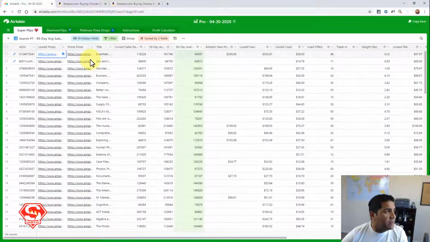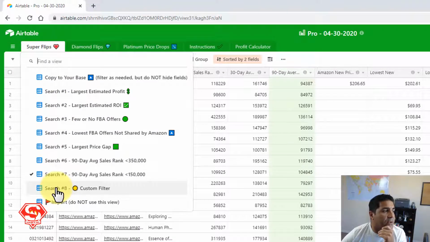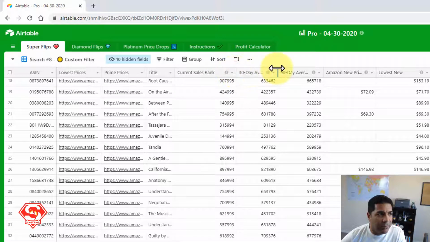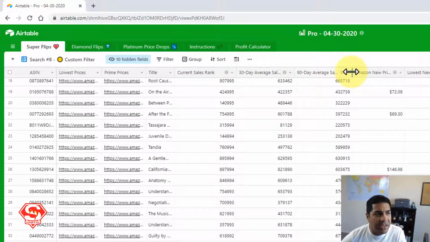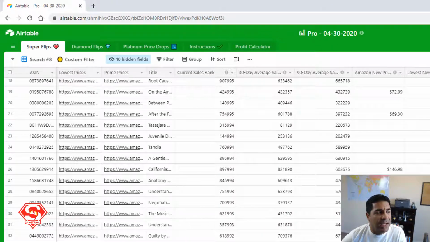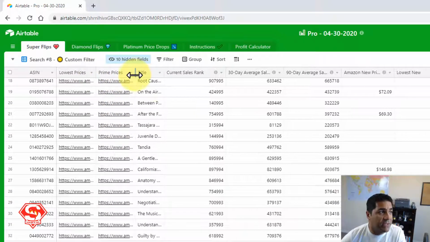Okay, let's go to a couple others. All right, let's go to the custom filter. I'm going to show you how to do sorting and filtering. So now it's wide open. Anything that you've seen on here, current sales rank, 30-day, 90-day average, lowest used, you can sort and filter by all of those things, right? And there's no other arbitrage tool that I know of that can do the types of sorting and filtering that we can do.